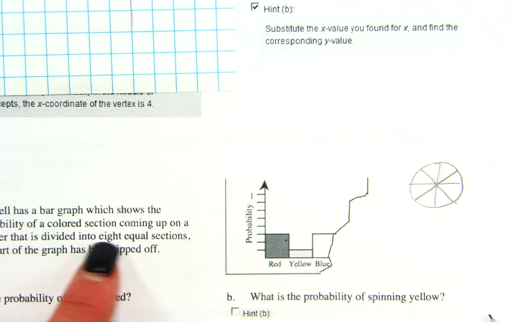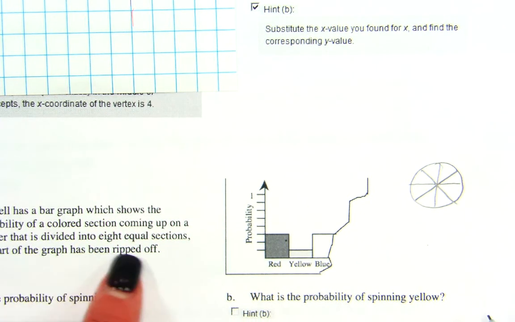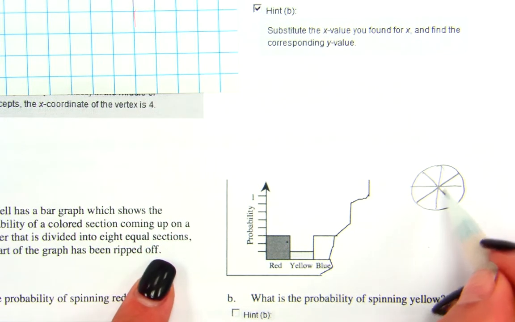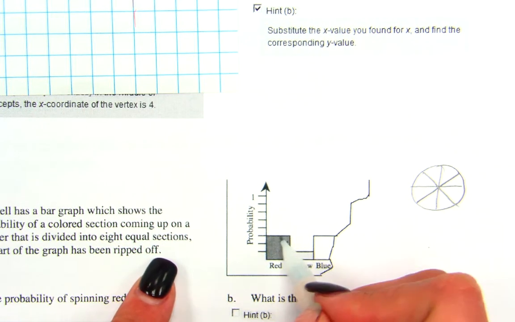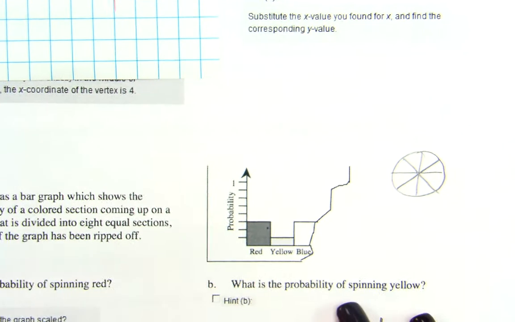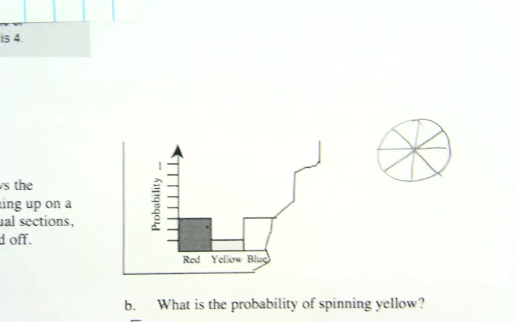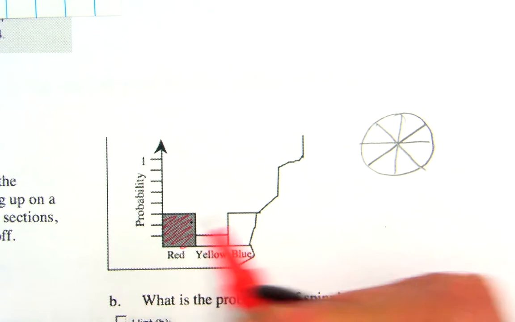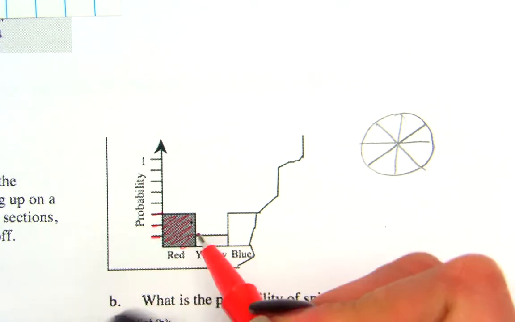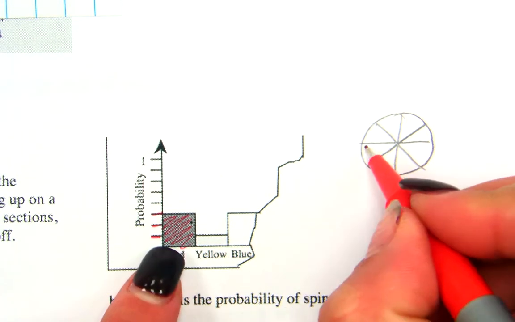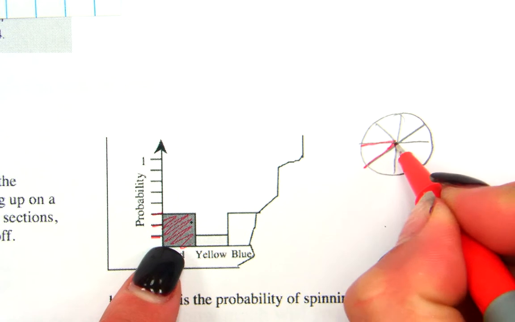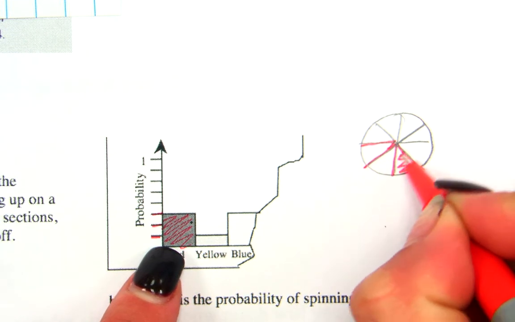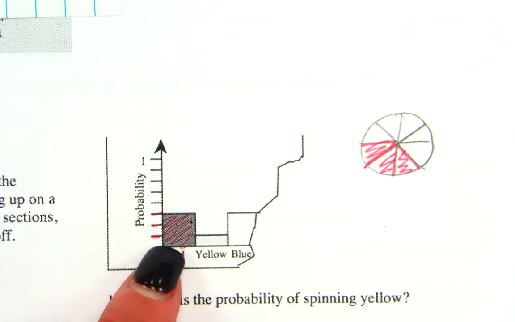The spinner is divided into 8 equal sections, but part of the graph has been ripped off. So they did a probability, here's a spinner, but then they just put it in the bar graph, which is perfectly fine. So here's how this looks. Technically red, this part right here, is 1, 2, 3. So red has 3 of these parts. Here's a red, here's a red, here's a red.